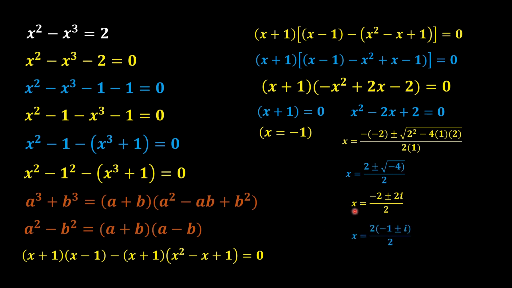Now in the next step we should take common 2 from this numerator. As a result we should get 2 into minus 1 plus minus iota over 2. This 2 and this 2 will be cancelled out and we should get the value of x, which is x is equal to minus 1 plus minus iota, and this is the value for x. So the first value of x is minus 1 and the second is a complex value, which is x equal to minus 1 plus minus iota.